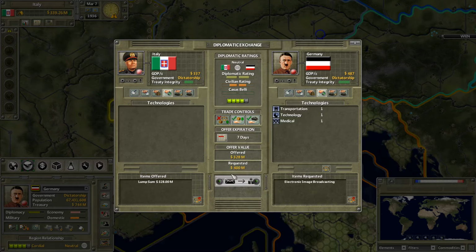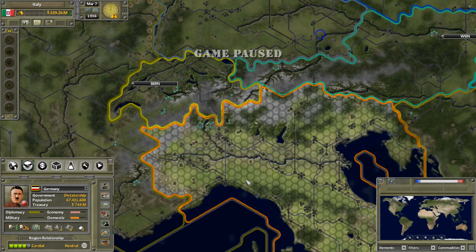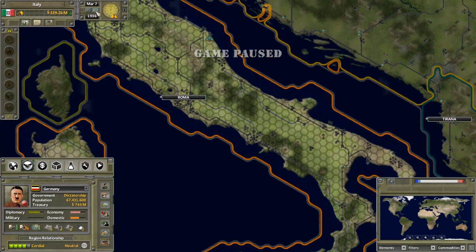For example, now we'd get... The price depends on how good your relations with the nation is. So we got cordial relations with Germany, and that means that they are willing to sell us stuff for a bit cheaper than what they're actually worth. So we can send an offer. We don't have much money, mind you, but we should have enough for this. So we can offer that, and they will accept once we unpause and let the time run a little bit.